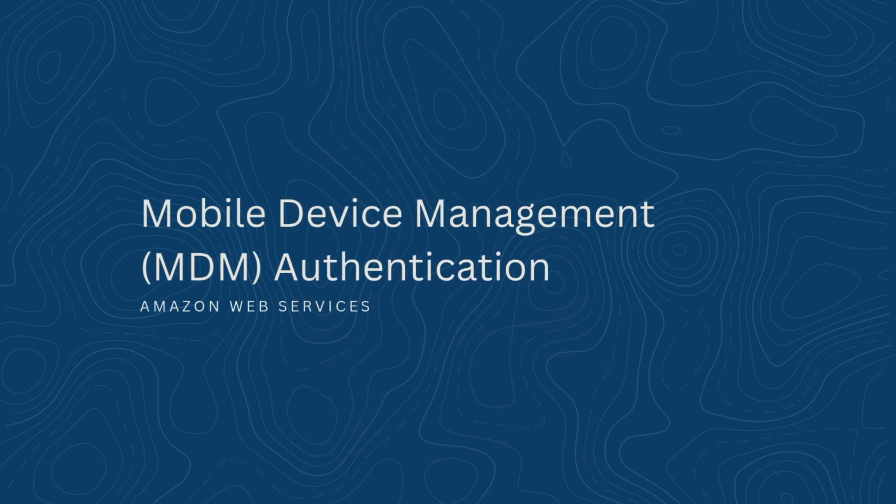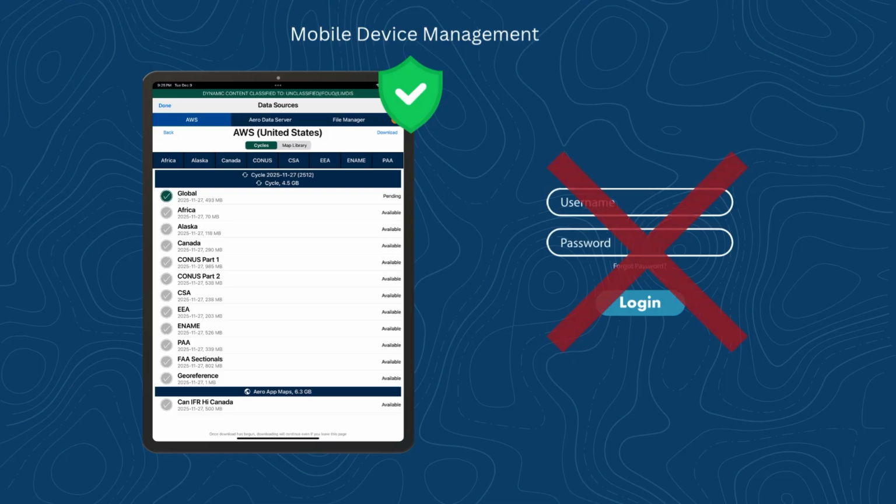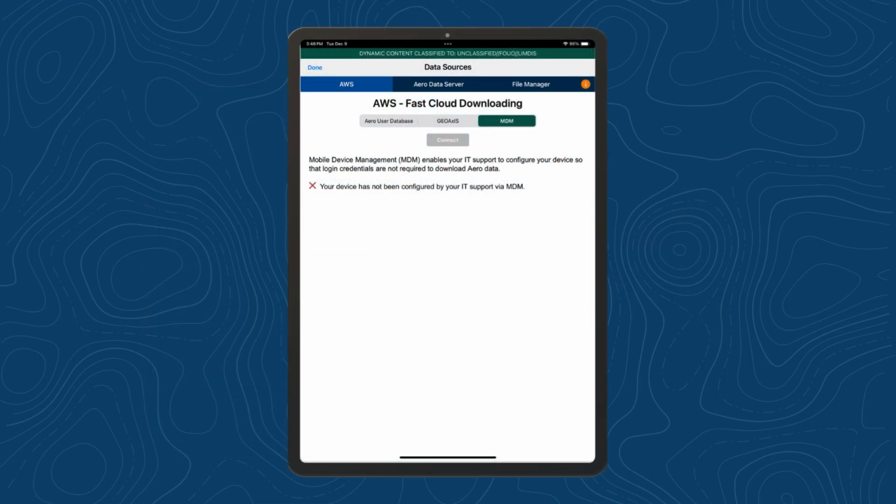Mobile Device Management, also known as MDM, is another method of authentication for accessing Aero App data from the cloud. MDM automatically authenticates your device when accessing data, eliminating the need to manually enter credentials for downloading Aero App data. Your IT department will need to configure your device to securely connect to your organization's network.